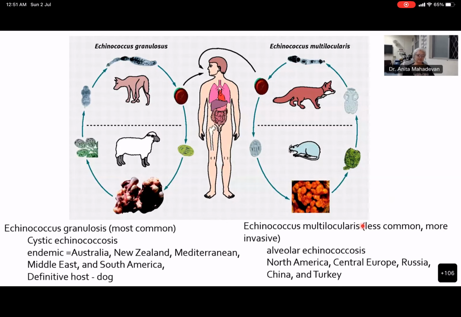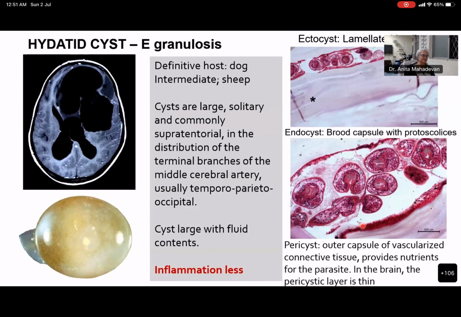Not really endemic in India, though. I don't know how many of you have seen a case. We've not really seen a case. I don't know if Dr. MC Sharma has seen a case. So the granulosis is what he described as this laminated hyaline ectocyst, and that is the protoscolices.